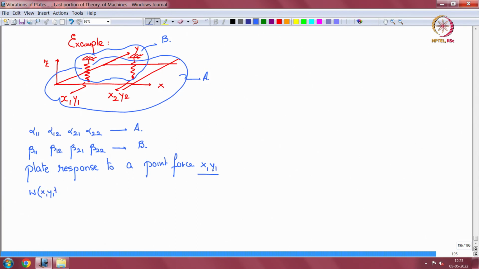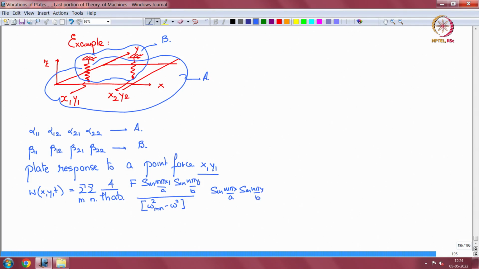W of x comma y comma t is the summation over m and n of 4 by rho h a b, force amplitude, modal force sin m pi x1 by a sin n pi y1 by b, divided by omega mn square minus omega square, then the mode shape sin m pi x by a sin n pi y by b and harmonic term. So, this is the response of the whole plate to a point force at x1 y1.